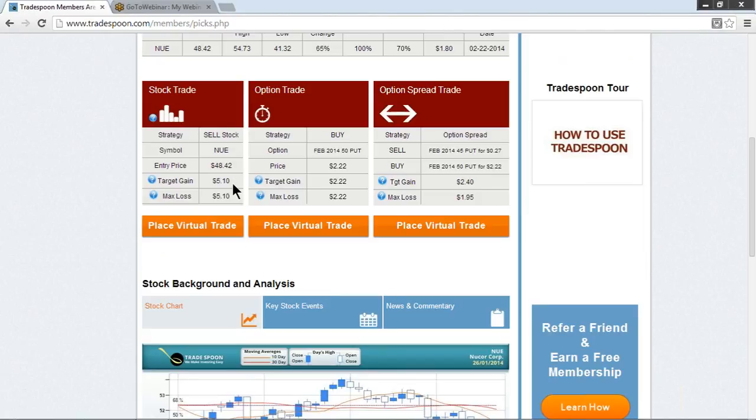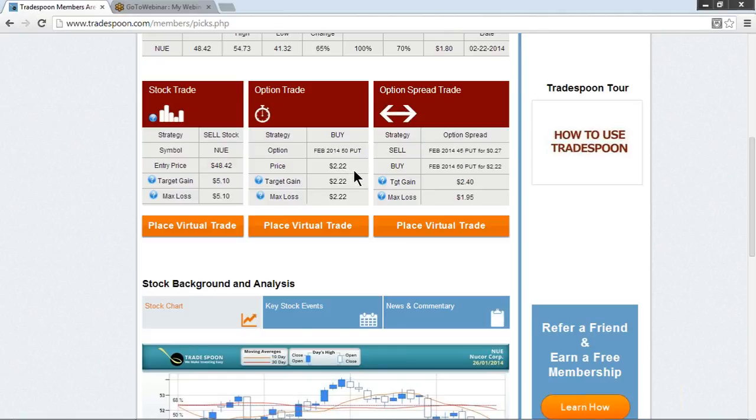Our target gain, well, we're going to buy the stock back $5.10 lower than our entry price. So that should get us out right around $43.32. So we would put a buy to close, good till cancel at that level. Now our stop loss, in other words, where we would take off the position at a loss, would be $5.10 above our entry price. So that would roughly get us out at around $53.52.